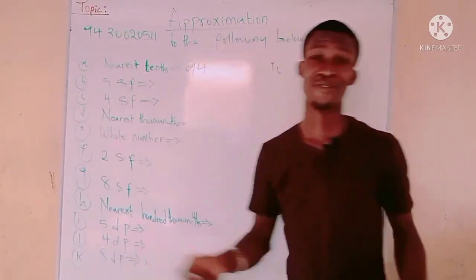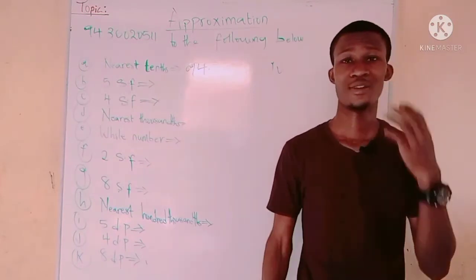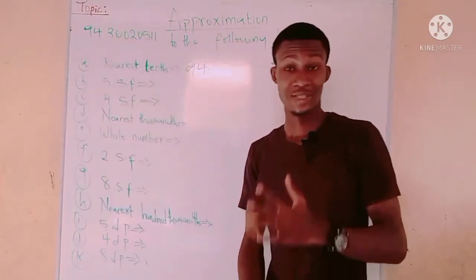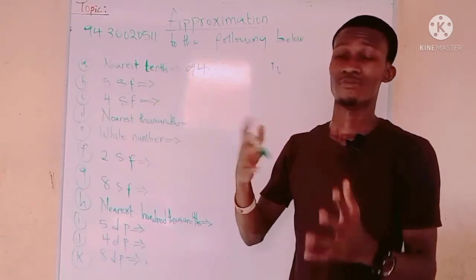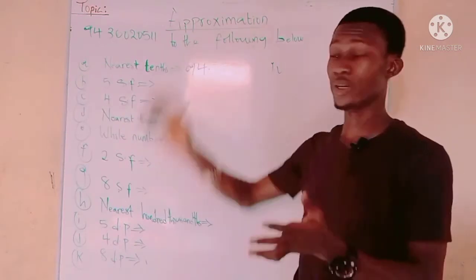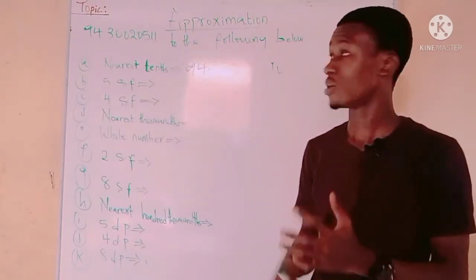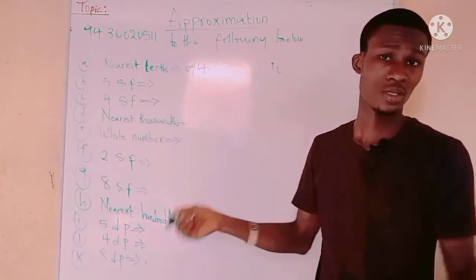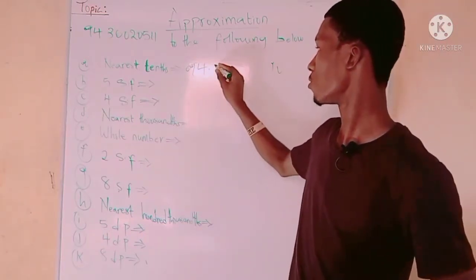Yes, it's not 94.3. How can it be 94.3 when the next number, 6, vanishes away together with the rest? The first number that vanishes away is up to 5 or more than 5, so we have to add 1 to 3 to make it 4. So 94.4 is the correct answer.